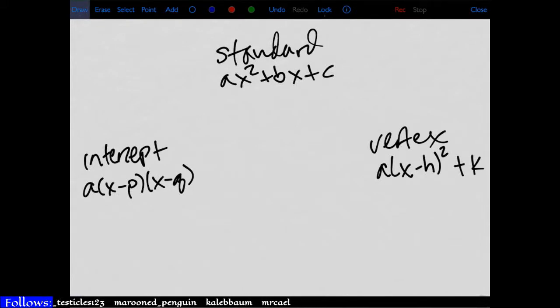And vertex is a times x minus h squared plus k. So there's our three forms. So the rainbow I'm talking about was just a quick reminder of how to convert between these, because that's what we're doing for these first couple units, is converting.